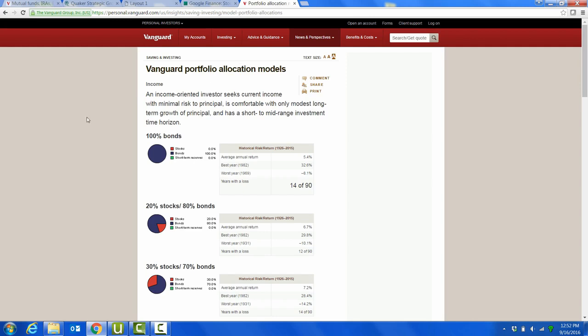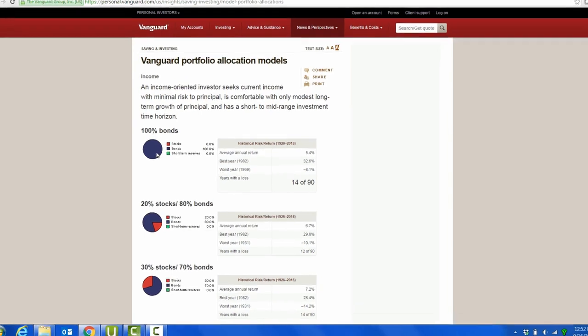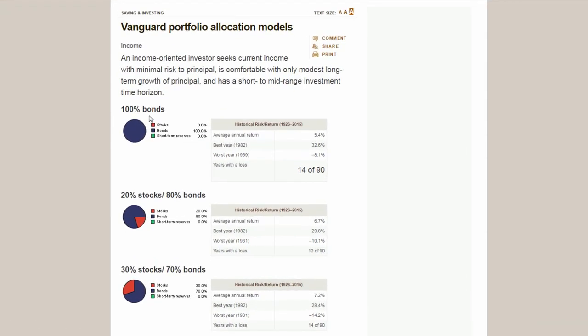So basically, these are model portfolios. They'll give you an idea of different risks as you go through here, but you can see it's looking at stocks and bonds, and then the green would be some short-term cash or things like that, looking over a long period of time. If we look at the first one, which is 100% bonds, that means there's no stocks in there at all.